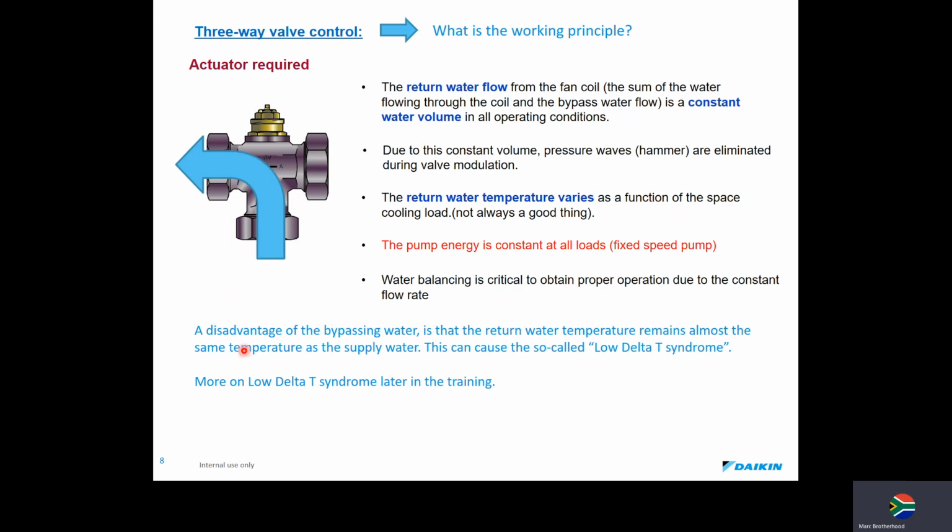Here you can see a disadvantage of bypassing water. So imagine your fan coils here. If I bypass 100% water, the return water temperature remains almost the same temperature as the supply water. This can cause the so-called low delta T syndrome. Big fancy word, but more on the low delta T syndrome later in the training course.